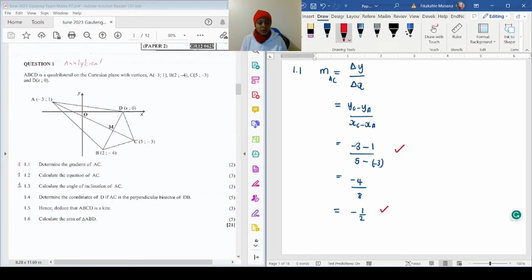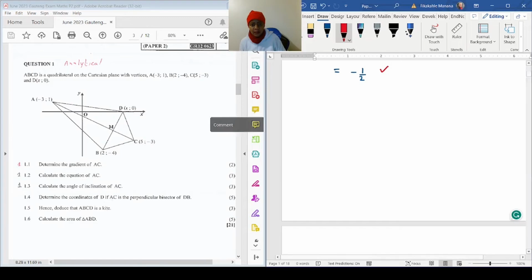Okay, now 1.2. What are we looking for? Calculate the equation of AC. Okay, so for an equation of AC, you need a gradient. So we already calculated it. It's -1/2. And a point. You can choose any point. So let's go with point A.